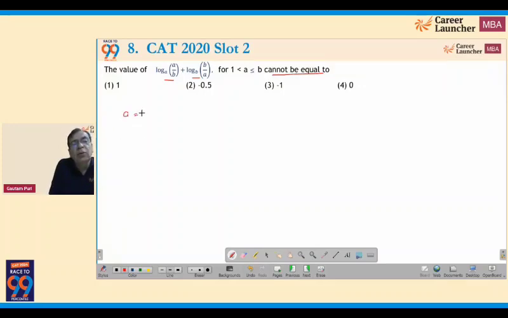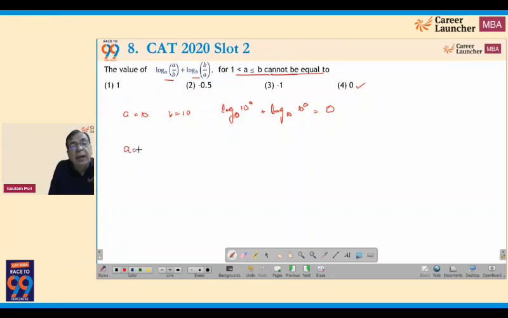Let's start by checking. Let's take a equal to 10, b equal to 10. Satisfying this condition? Okay, so what does this expression become? Log base 10 of a upon b, 10 by 10, is 1, which is 10 to the power 0, because 10 by 10 is 1. Plus log of b, again 10 base 10. What is it? 0. What is it equal to? 0 plus 0, 0. That means it can be equal to 0.